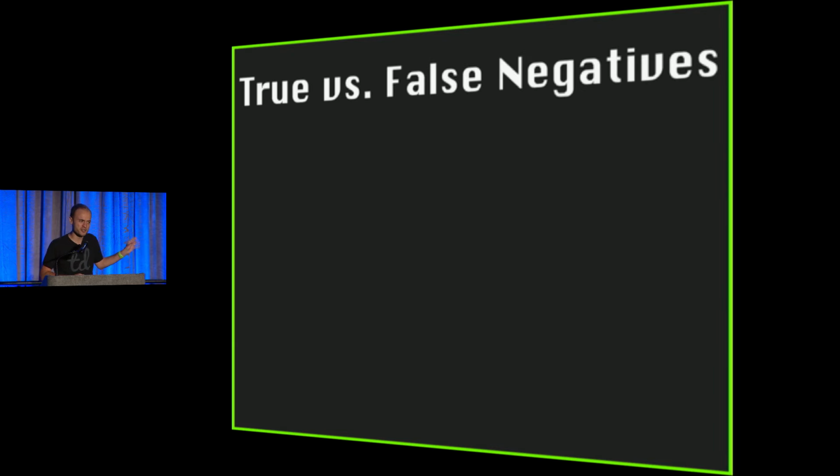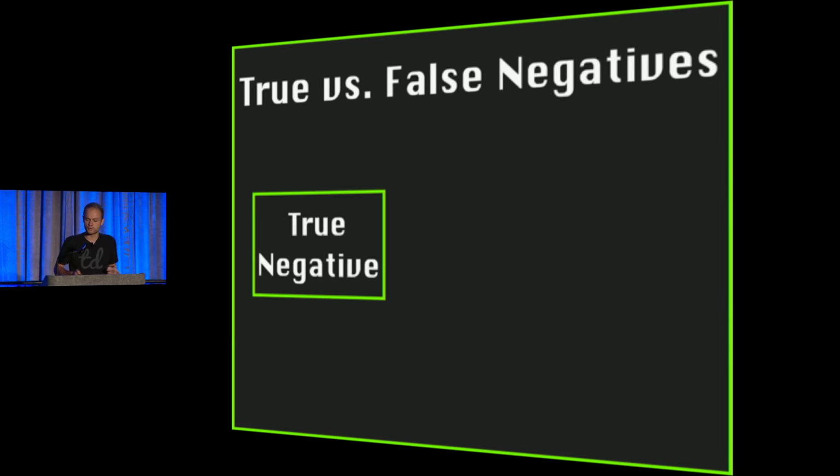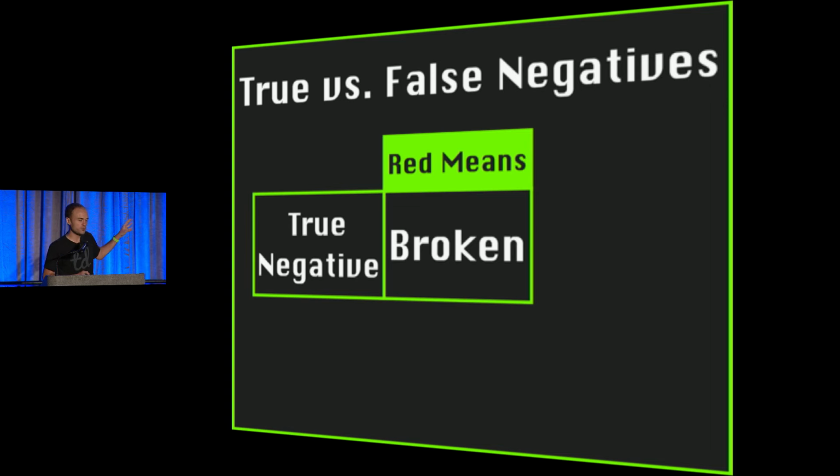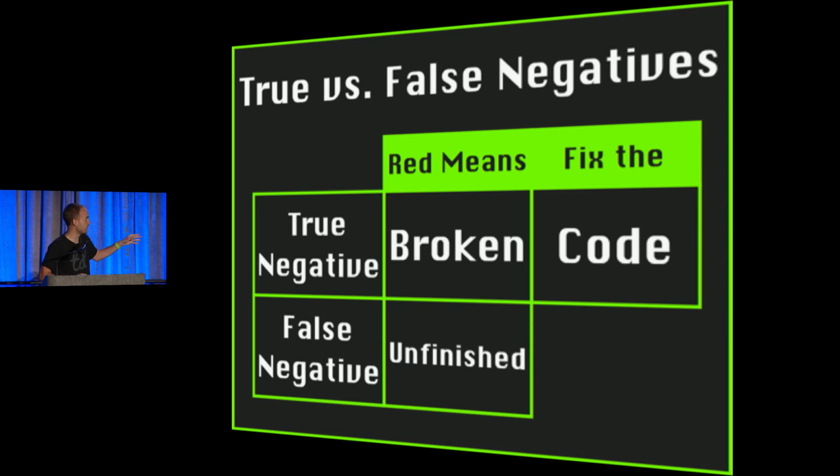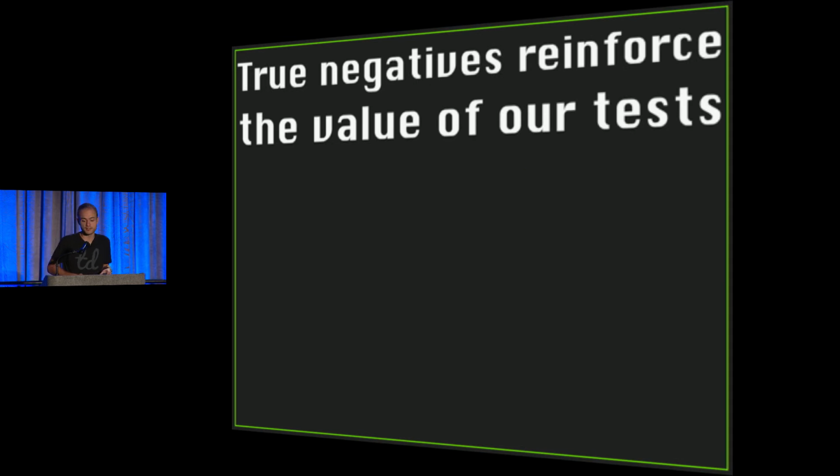And this is a good introduction to the topic of true versus false negatives. A true negative, when you see a build break, red means broken. And the response is you can fix it by fixing the code. And this is what managers think when they think about your build, right? They think that the purpose of the test suite is to prevent bugs from reaching production, and that whenever the build fails, that's what just happened. A bug stopped from getting into production. Now, a false negative, red means unfinished, because there was a test and we forgot to update it. And so the response is to fix the test.